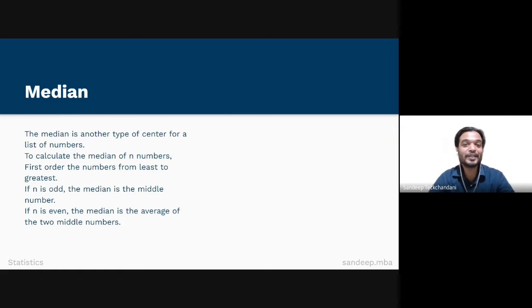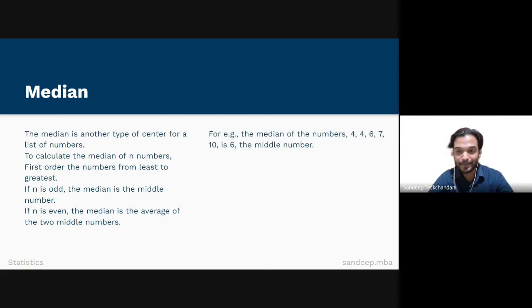Let me explain this with the help of examples. Say I have these five numbers: 4, 4, 6, 7, and 10. These numbers are already arranged in ascending order, that is, from the least number to the greatest number. 4 is the least number, and 10 is the greatest number, and 6 is the middle number. Therefore, 6 will be the median.